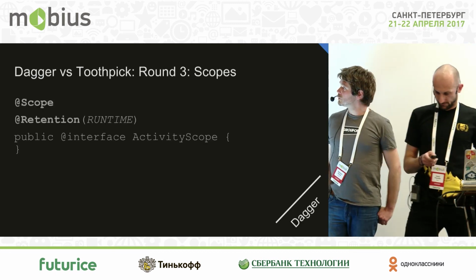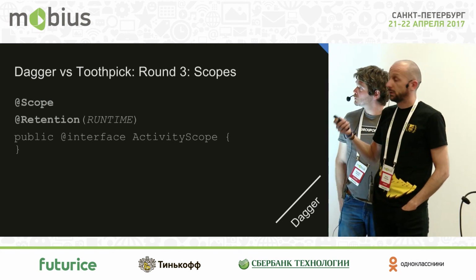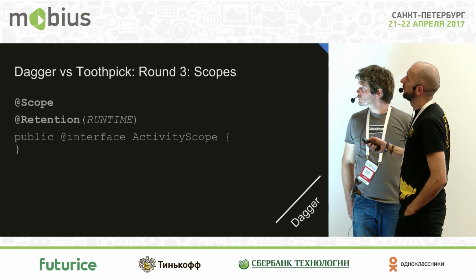So let's look at Dagger again. If you want a custom scope, and an activity is a custom scope, you would define an interface like this.